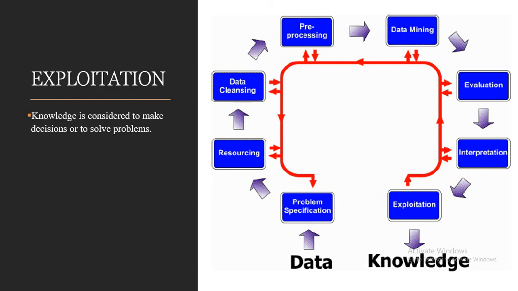The last step of KDD is exploitation. In this step, we use the knowledge produced by each algorithm to make critical decisions that bring benefits and advantages to the organization. These are all the stages and processes of KDD.